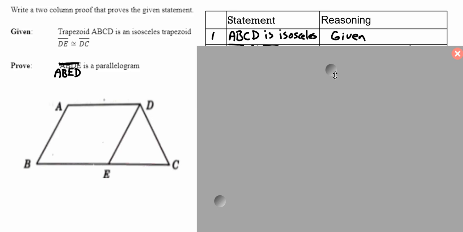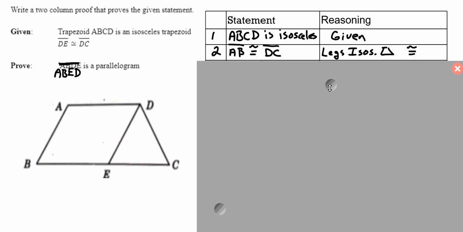Given information, what does that allow us to say? When we're doing these proofs, when we get a statement like that, what does it allow us to put in there? Well, if we know we've got an isosceles trapezoid, we know that AB is going to be congruent to DC. So I'm going to put the marks on right here, because I know that the legs of isosceles trapezoids are congruent. That's what I wrote out.